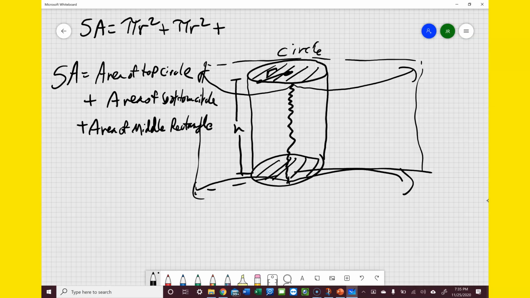What about the area of the rectangle here? Well, hopefully you can see that this dimension of this rectangle is the same thing as the height of that cylinder. But what about the length of this rectangle? What is that?